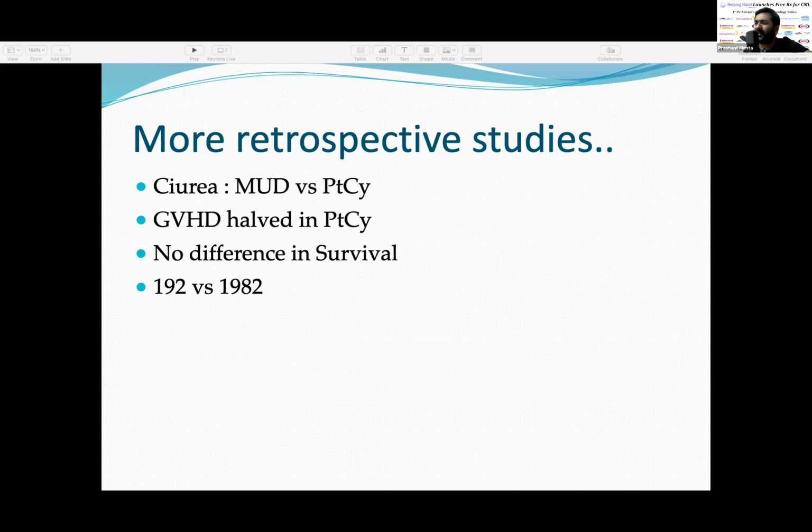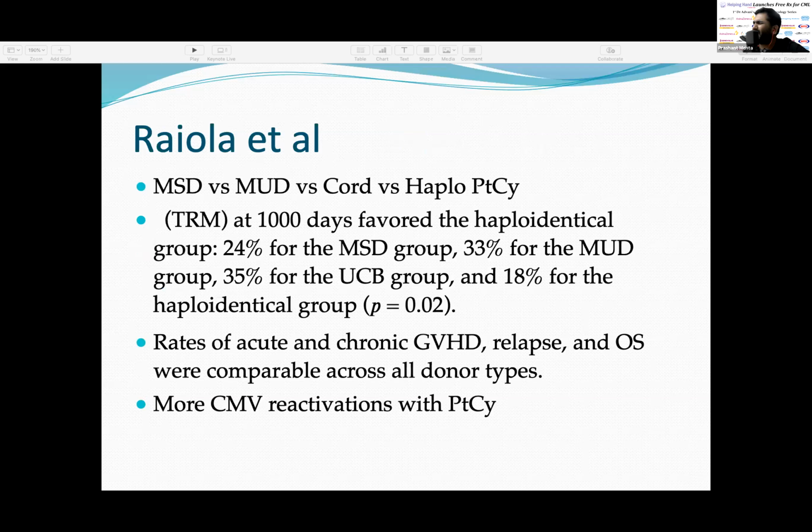Some other retrospective studies, from Siuri et al., MUD versus PTCY haplo: the GVHD was half with PTCY, and there was no difference in survival. We don't have too much head-to-head data. Most of this data is retrospective, and it's very difficult to have head-to-head data in a disease like CML BC, and CML is not a very common indication for transplant anymore in the world.